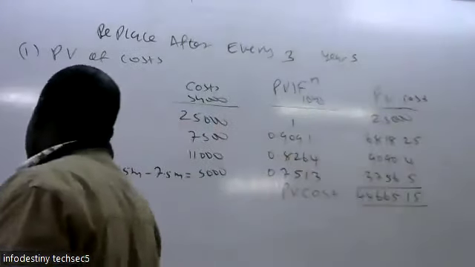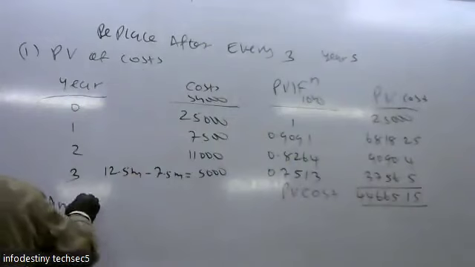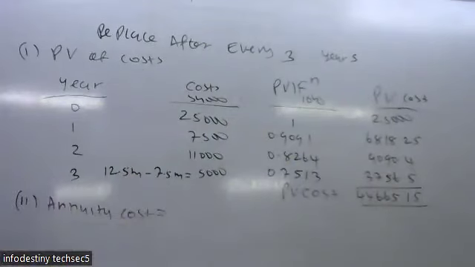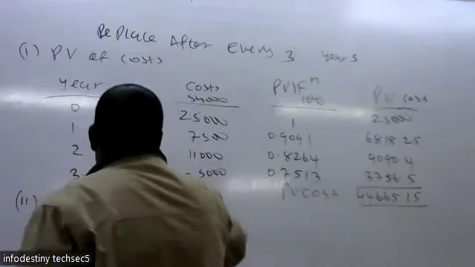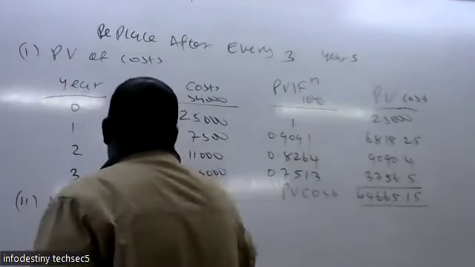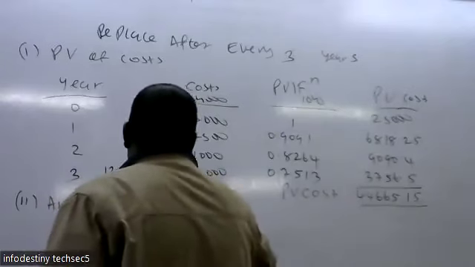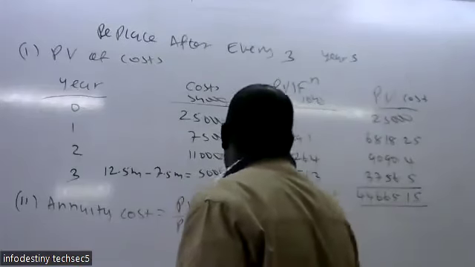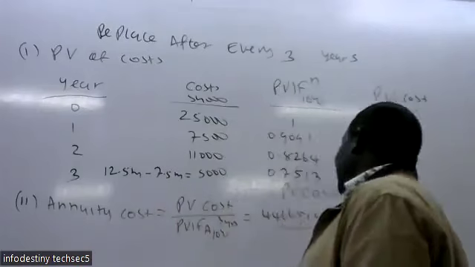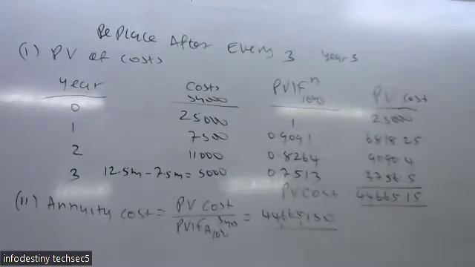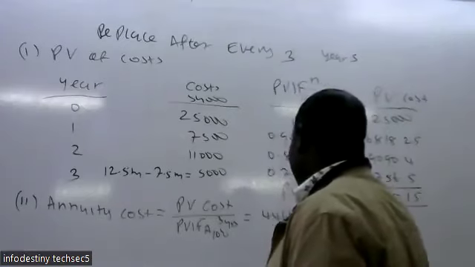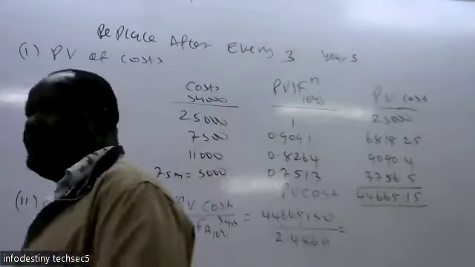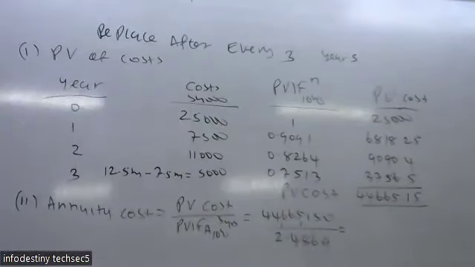And now you also compute the annuity costs. So annuity costs, we simply take present value costs divided by present value interest factor for the annuity, 10% for 3 years. So what is there in year 3? 2.4869. Yeah.